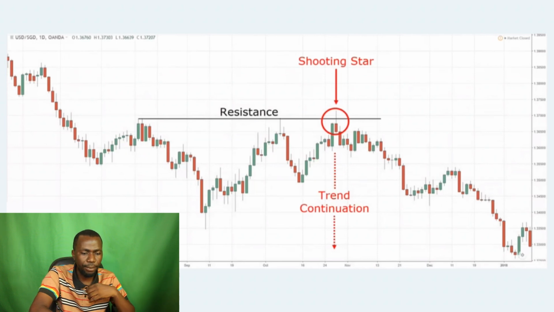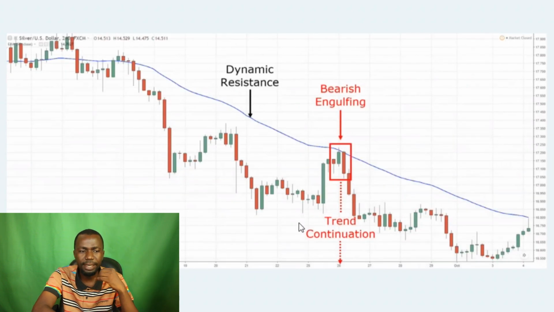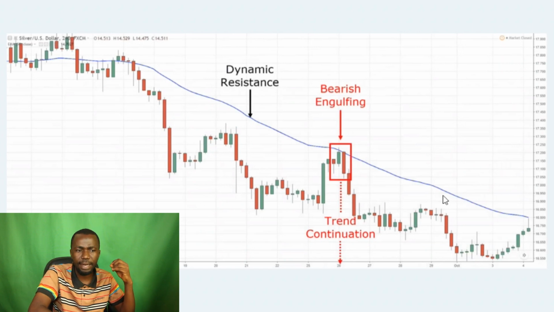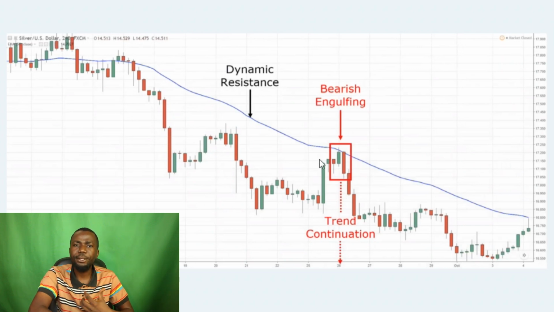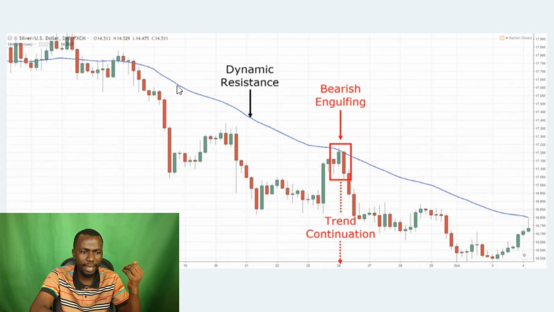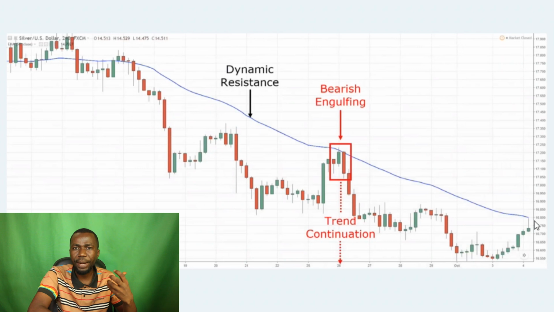Let me give you another example. Now this is a dynamic resistance level, right? You can clearly see that the price is in a downtrend. So this is a dynamic resistance level. So what you do is you wait for the price to come to an area of value, right? This moving average line is acting as an area of value. It's acting as a resistance level. So you have to wait for the price to come to the area of value, right?